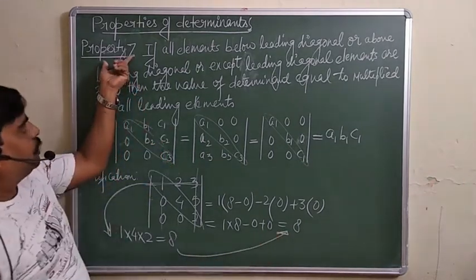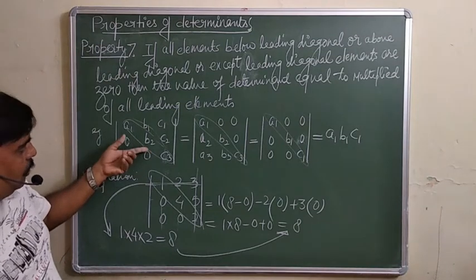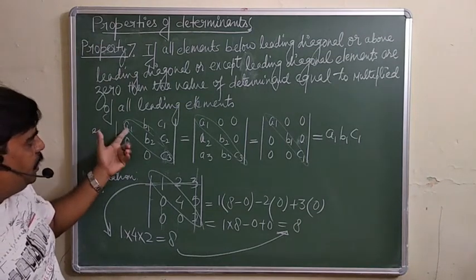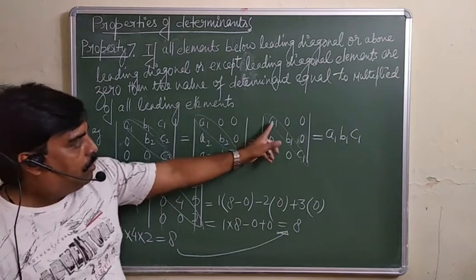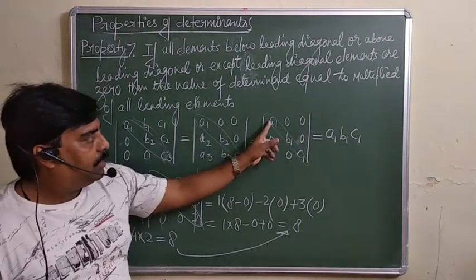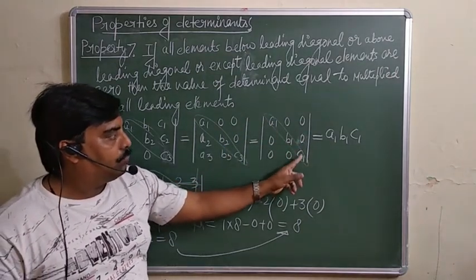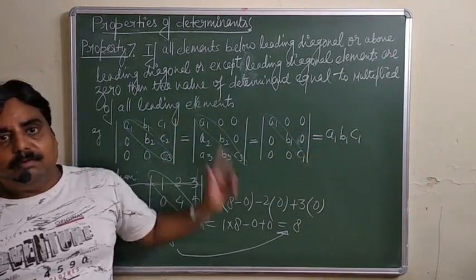So according to property 7, if all the elements below the leading diagonal or above it are 0, then the determinant is always equal to the product of the leading diagonal elements. Have a look.